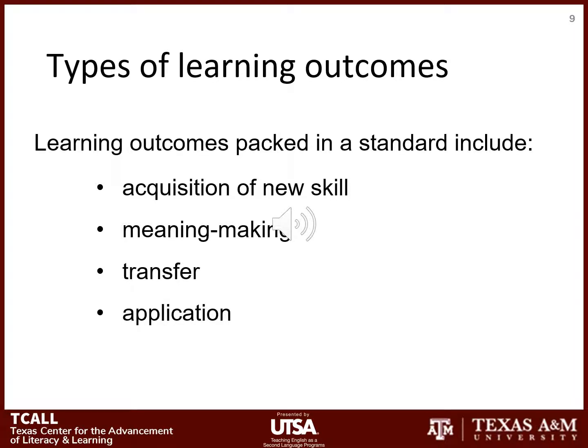Okay, so let's get started with thinking about what standards are about. So the first thing to be thinking about is really every standard is comprised of a type of learning outcome. But there are multiple kinds of learning outcomes packed into any given standard. So here there are 4 different potential learning outcomes that a standard might include. They might involve the acquisition of a new skill. They might involve meaning making. They might involve transfer of information to a new context, or they might involve application.